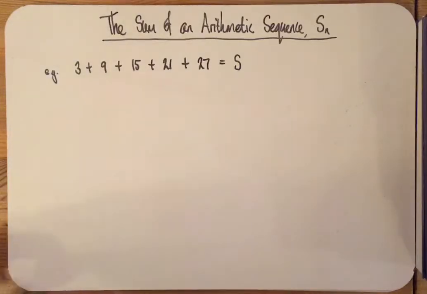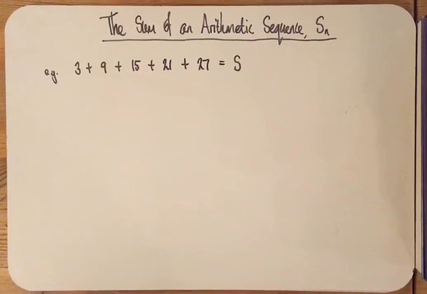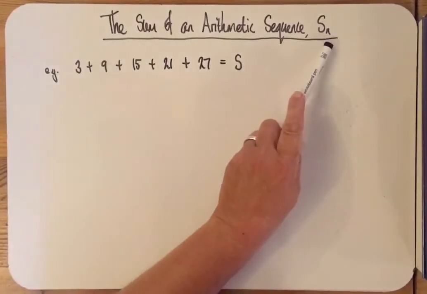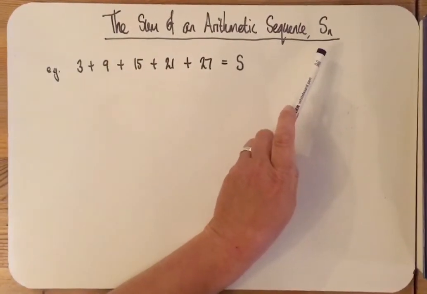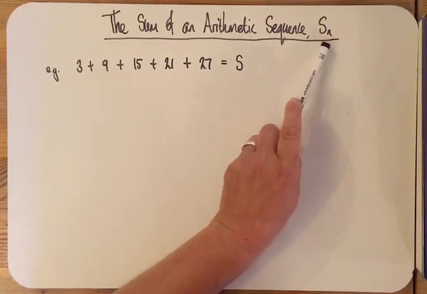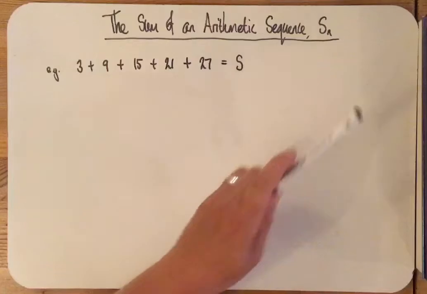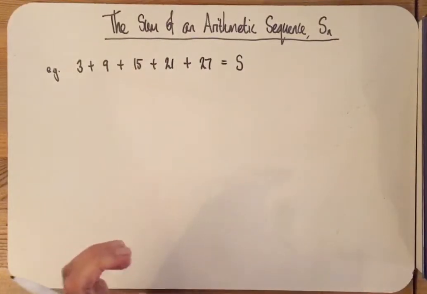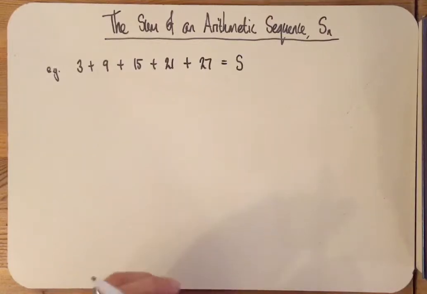Okay, we're going to look at the sum of an arithmetic sequence. Notation for that is S subscript n. So if you're summing the first n terms of your arithmetic sequence, you can use that subscript. You don't see it used all the time, but it will be in places. If you sum a sequence, you get a series.